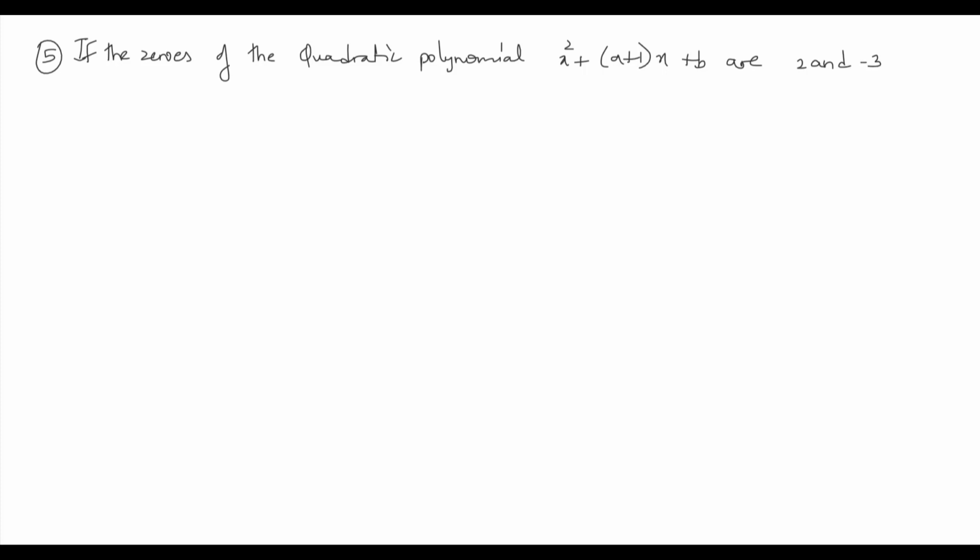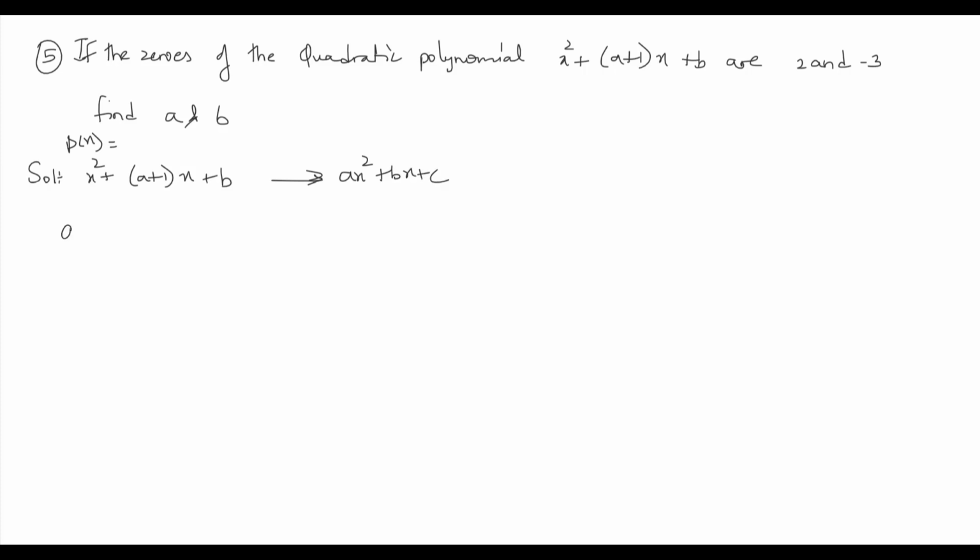Fifth question. If the zeros of the quadratic polynomial x square plus (a plus 1)x plus b are 2 and minus 3, find a and b. Solution. Here the polynomial is x square plus (a plus 1)x plus b. Let it be equal to some p of x. Compare it with ax square plus bx plus c.